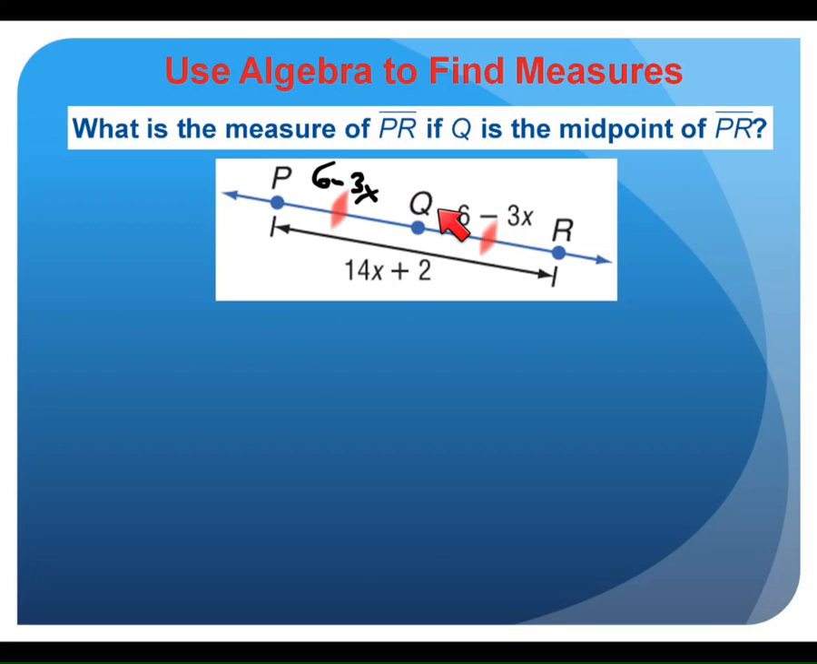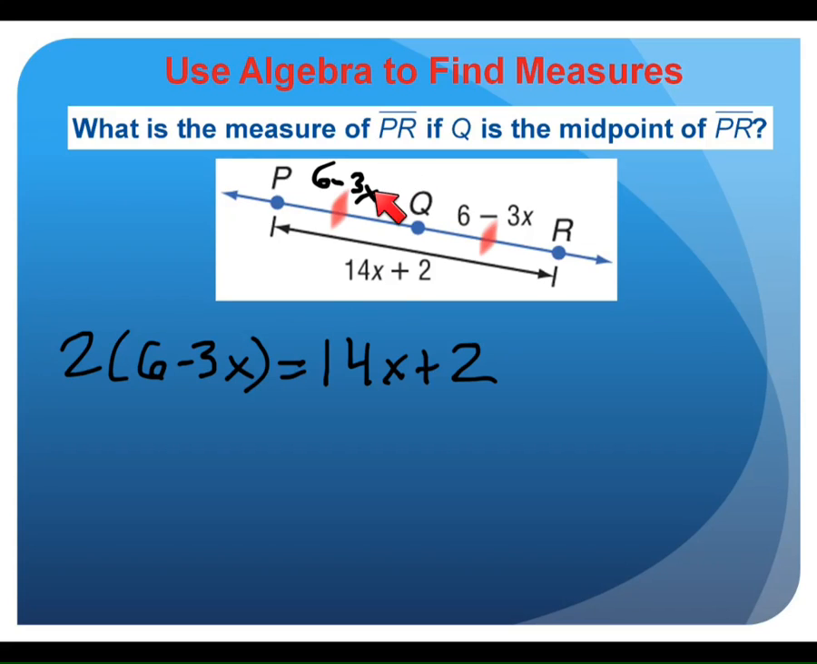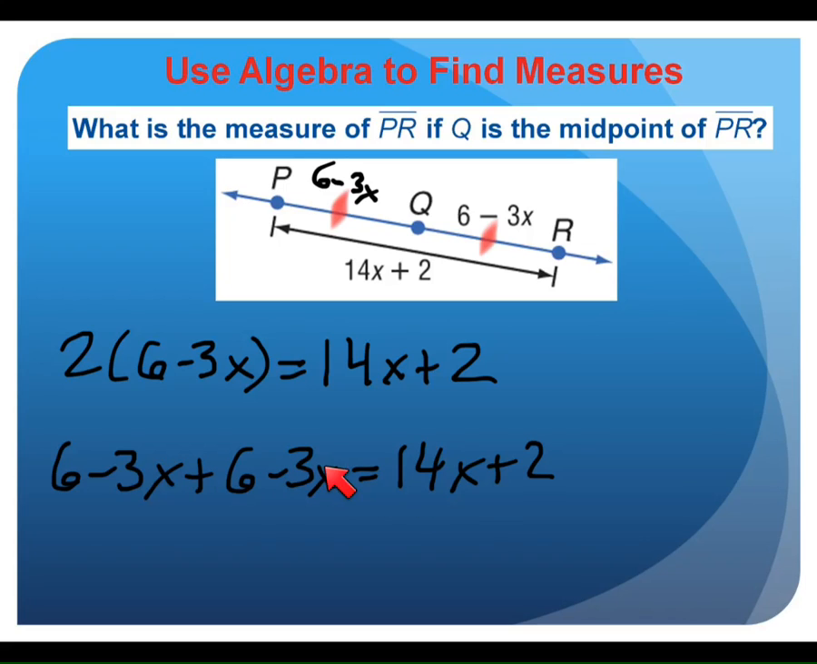But instead of just adding all those, I also know 2 times 6 minus 3x is equal to the whole thing, 14x plus 2, right? I just multiplied this by 2 because there's 2 of them here. The other way you could have done it is 6 minus 3x plus 6 minus 3x equals 14x plus 2. If you want to solve it this way, you'll get the same thing. The reason I did this is because it looks shorter, right? Okay. So if you want to just add this piece to this piece, it's equal to the whole piece, but you can also just multiply this piece by 2. It's the same thing. Okay.